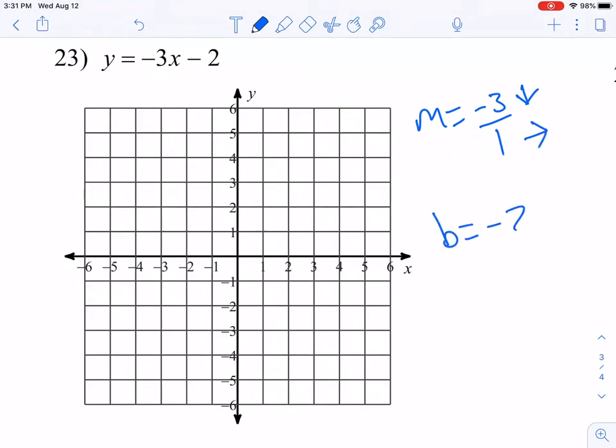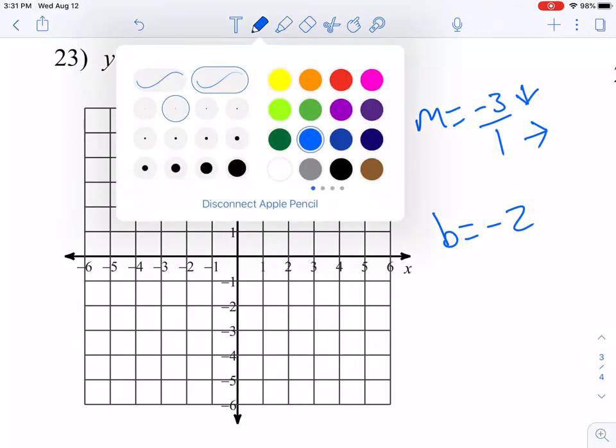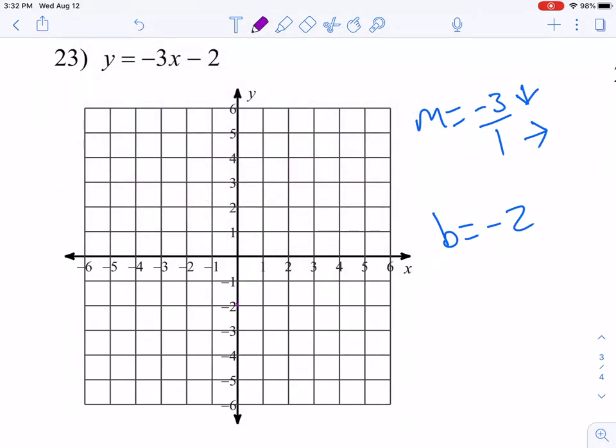B equals negative 2. So we begin at negative 2, and then I'm going to move down 3: 1, 2, 3, right 1. Oh, that made a circle. That was special. So again, I move down 1, 2, 3, and then right 1. And I can't go any further. If I try to go 3 more, I run out of graph.